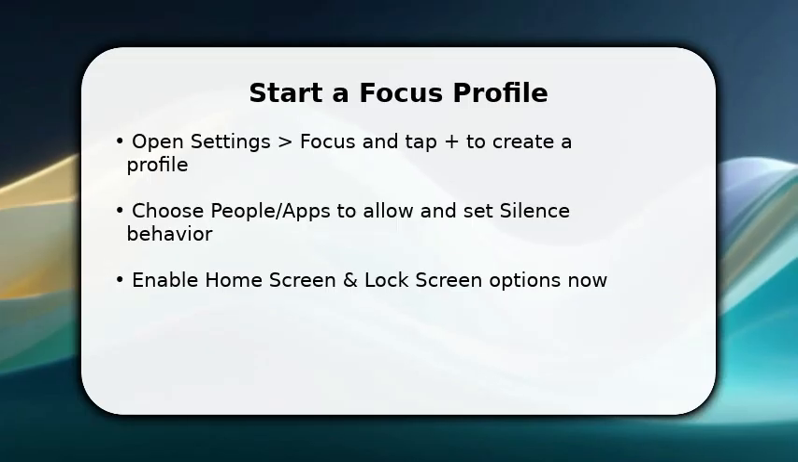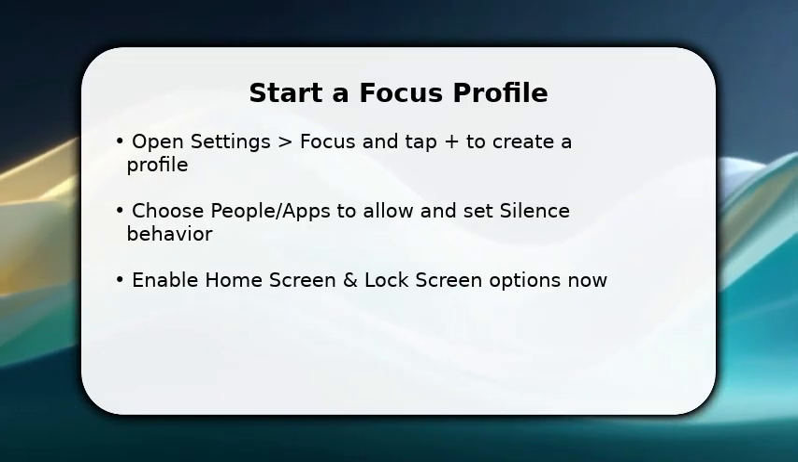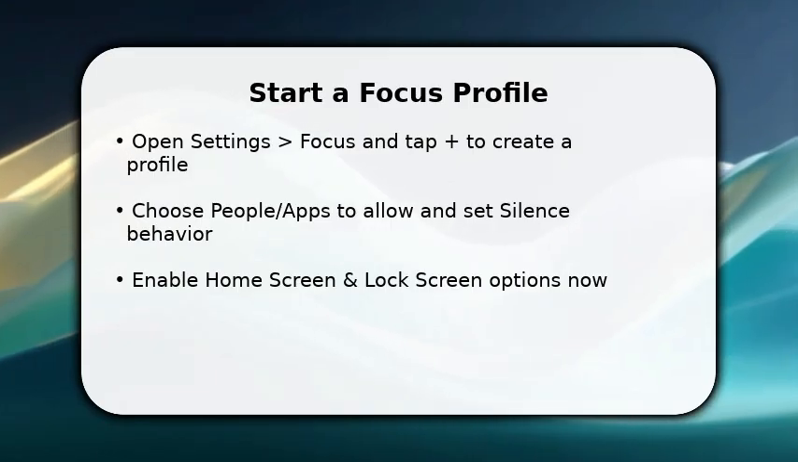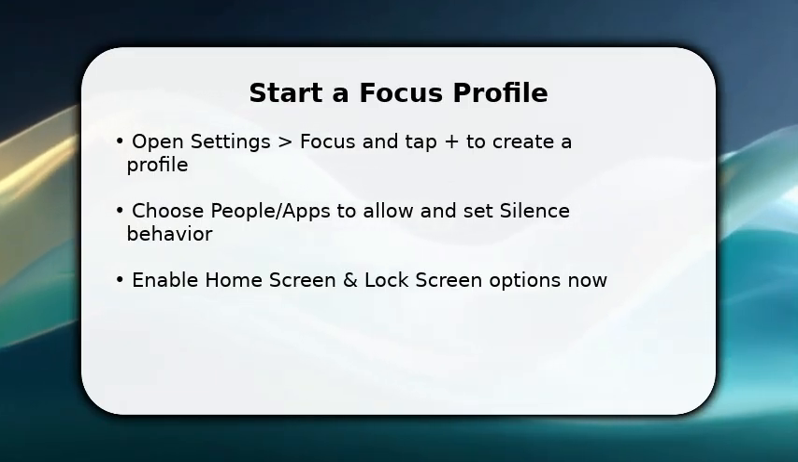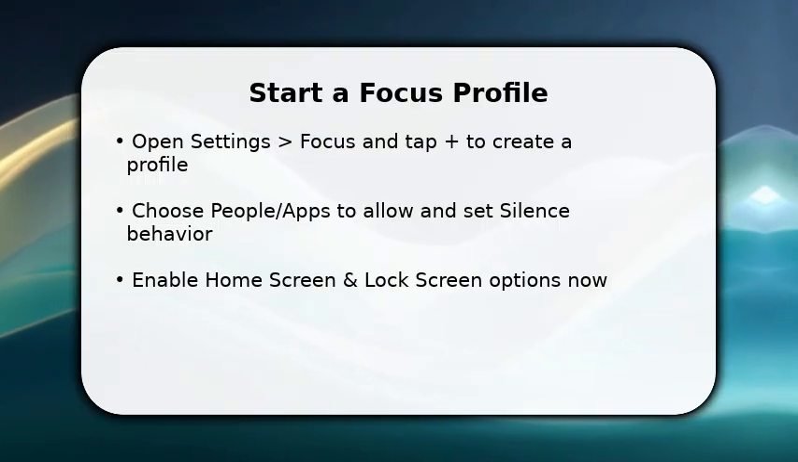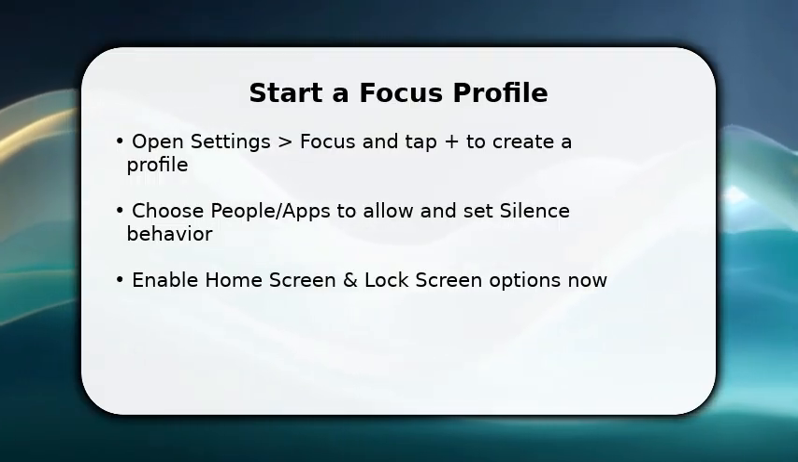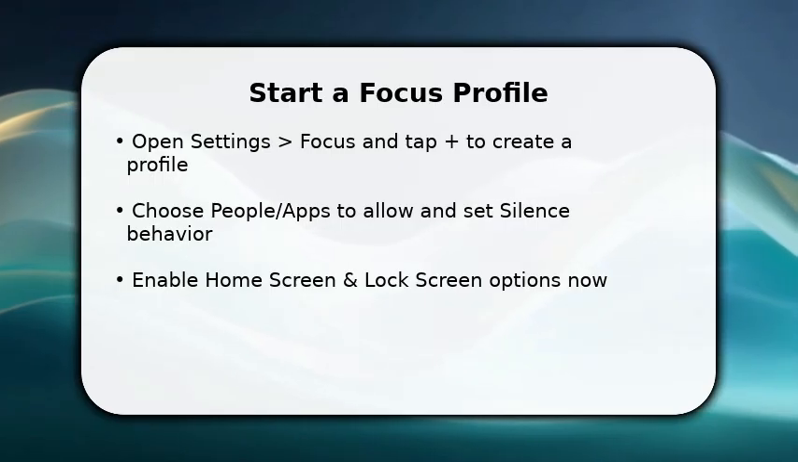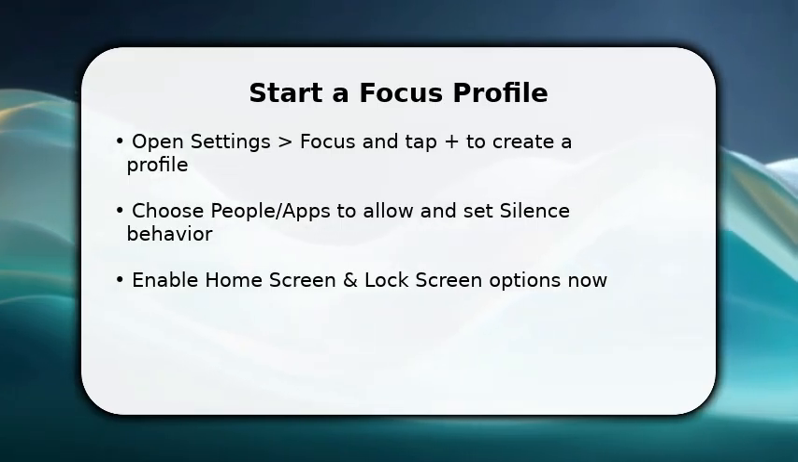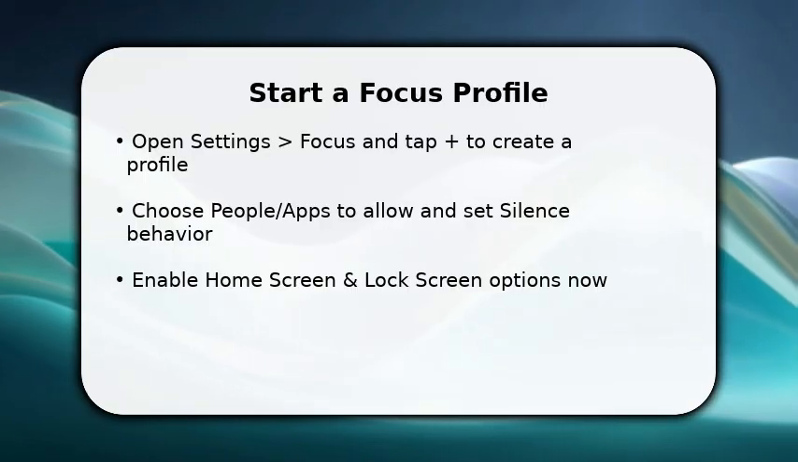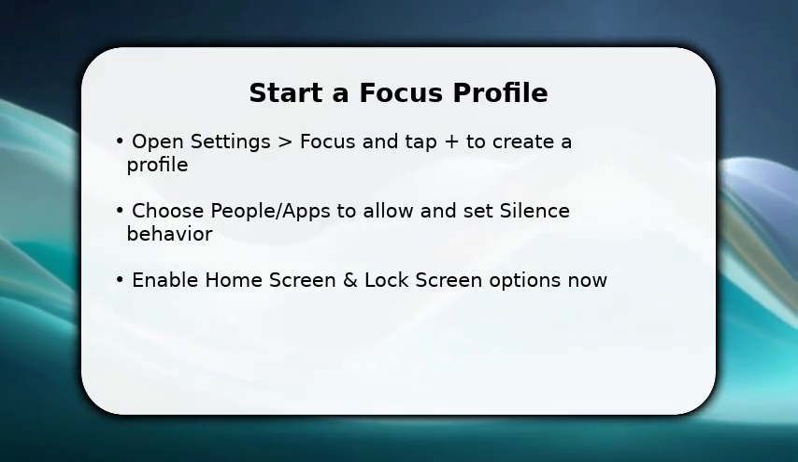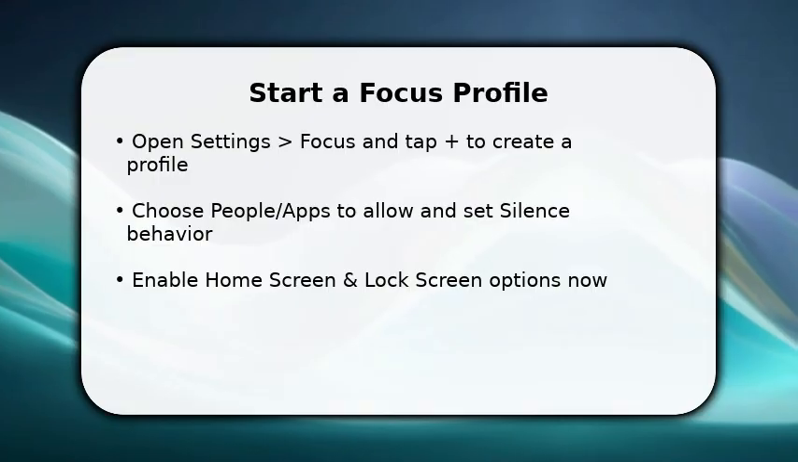Enjoy the video. You're starting with a minimal checklist. Open Settings and tap Focus, then create a new profile for work, sleep, or study. Choose people and apps that remain allowed so urgent contacts reach you. Once done, enable home screen and lock screen options to hide pages and dim notifications. This reduces visual clutter immediately.